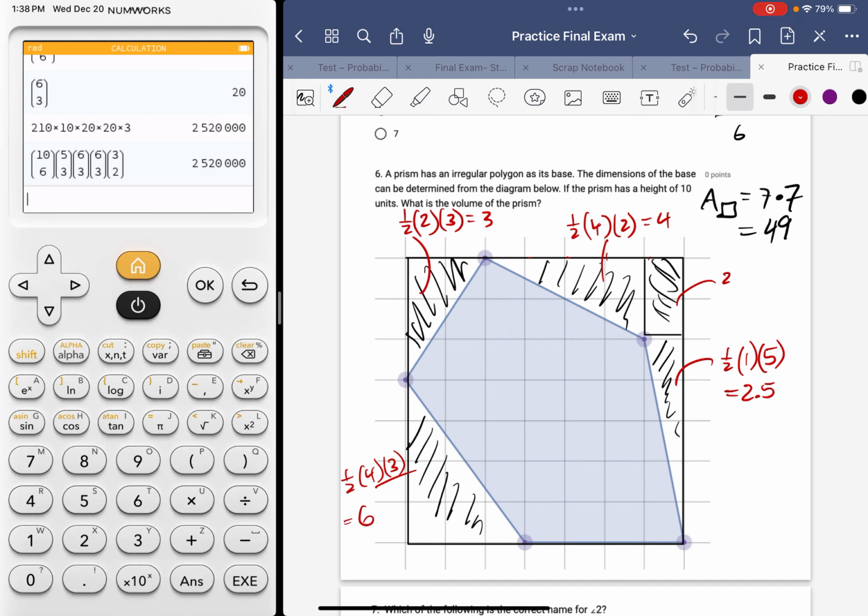So we cut away the area that we don't want. I'm going to subtract off all of these values: 6 plus 3 plus 4 plus 2.5. That's 15.5. So knock that off of 49, and we're looking at 33.5. So that's the area. Volume is area times the height. We have 33.5 times the height of 10, which is going to be 335 cubic units.